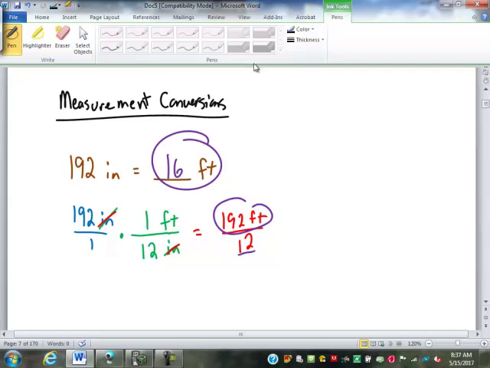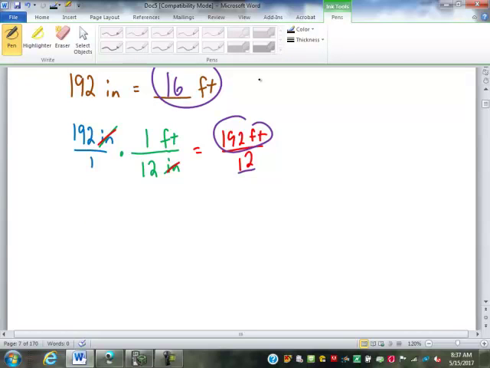So we'll have feet, inches, yards and feet, possibly even rods. Remember, 1 rod is 16.5 feet, or 1 rod is 5.5 yards.